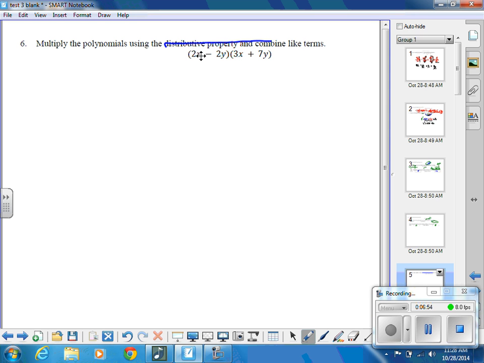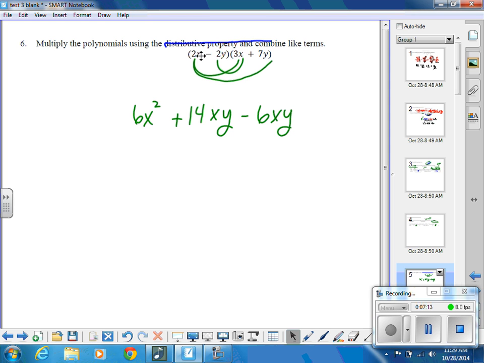So using my FOIL, this and this multiplied together is going to give me 6x squared. Then this and this multiplied together is going to give me plus 14xy. And then this and this, my innards, is going to give me negative 6xy. Now here's the deal. You might be thinking, well, wait a minute. The 2y came first. Why isn't it yx?